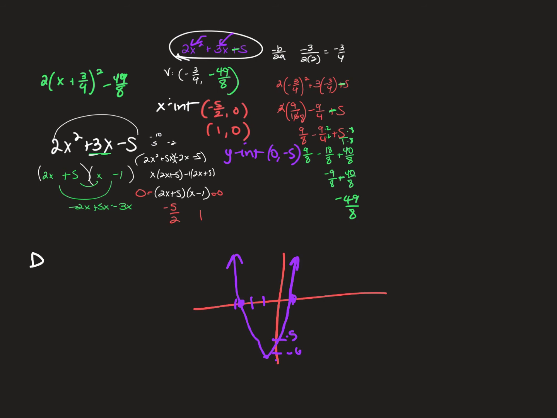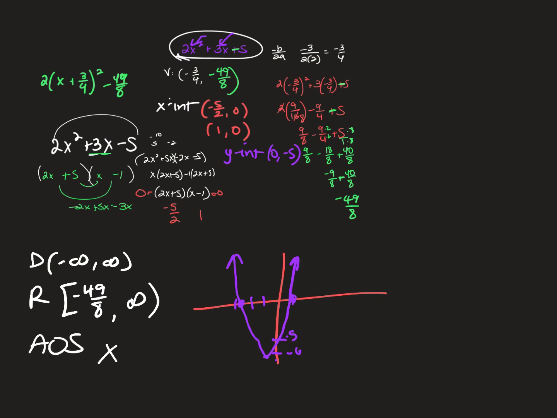My domain is all real numbers. If you want to write that on your quiz as soon as you get it, feel free. You know you get some points to start with, okay? The range would be from negative 49/8 or negative 6 1/8 to positive infinity. And your axis of symmetry is x equals negative 3/4.